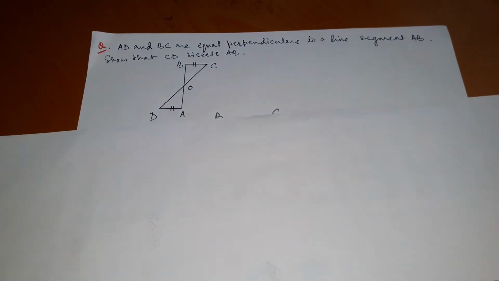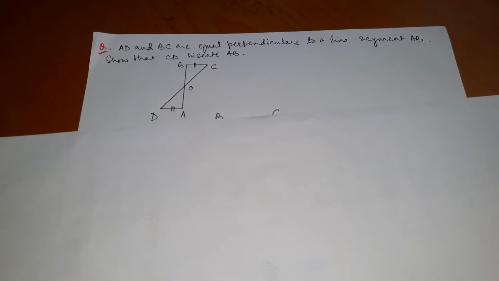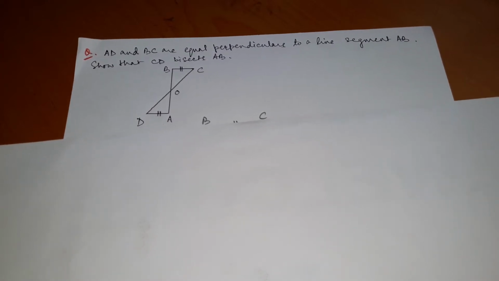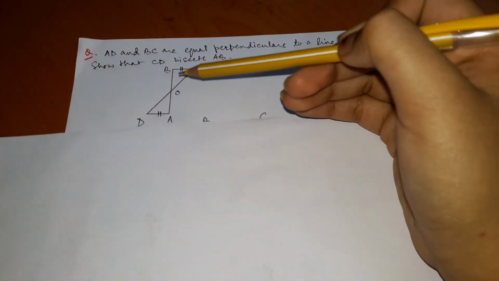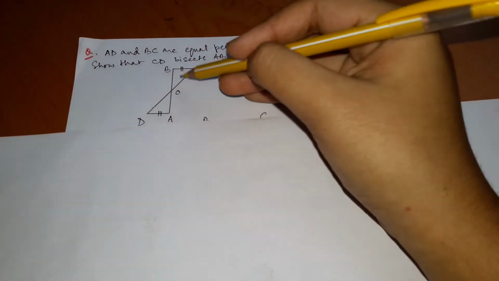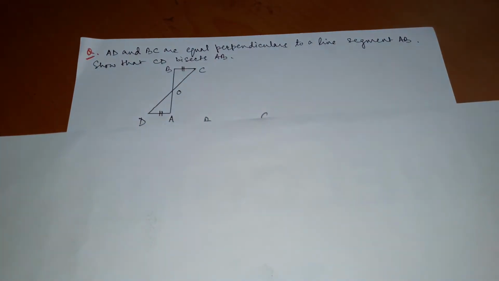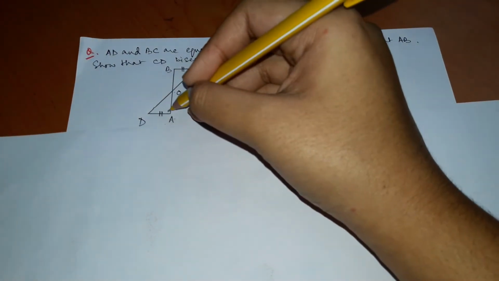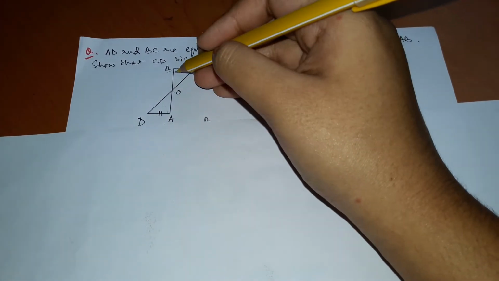So please try out this problem. Again, we have to think regarding congruency. We have to basically prove these two triangles to be congruent. Now, one thing we need to note is that in these two triangles, there is a 90 degree, because angle OAD is 90 degrees, and angle OBC is also 90 degrees.